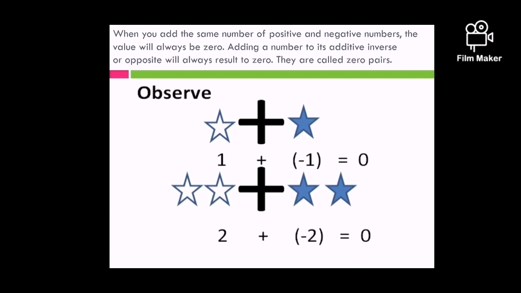pareho lang sila ng dami ng positive at saka negative, which means kapag magkapareho ng dami, that is zero pairs. 0 ang sagot. So, 1 plus negative 1 is equal to 0. 2 plus negative 2 is equal to 0. Kaya naman, negative 100 plus 100 is equal to 0. Basta magkapareho ng dami ng positive at negative, that is 0.